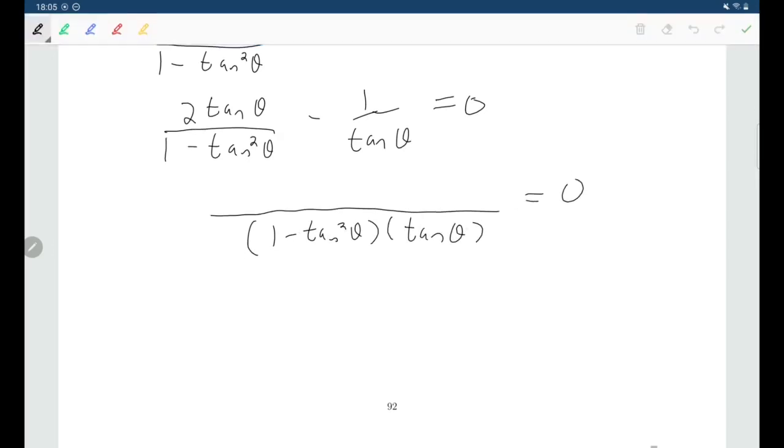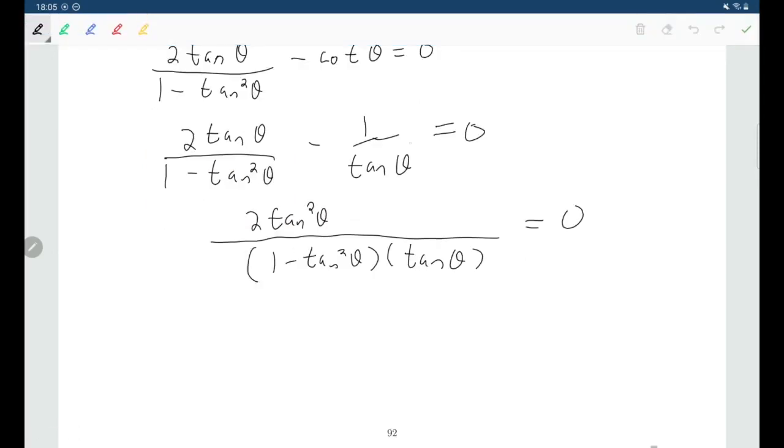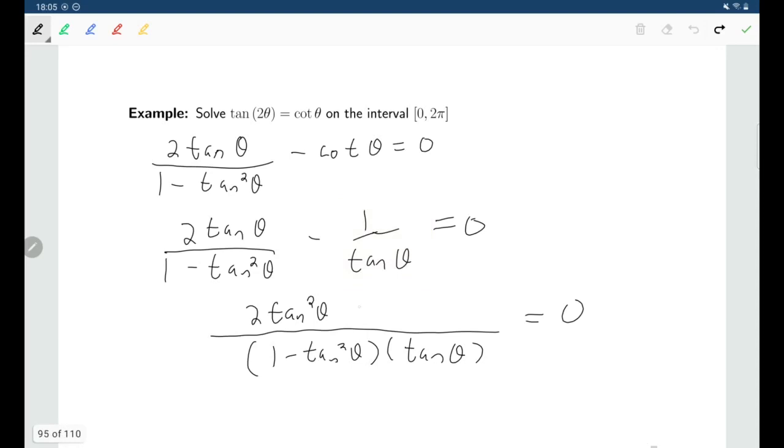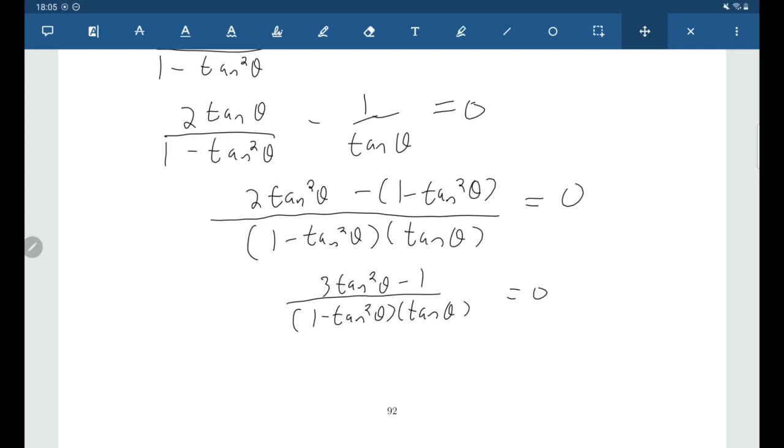So that first fraction, top and bottom, I multiply by tangent theta, giving me 2 tangent squared theta. And for the second fraction, I multiplied it, top and bottom, by 1 minus tangent squared theta. And so now I'll have 3 tangent squared theta minus 1 over 1 minus tangent squared theta times tangent theta equal to 0. Now there is a little subtlety here.